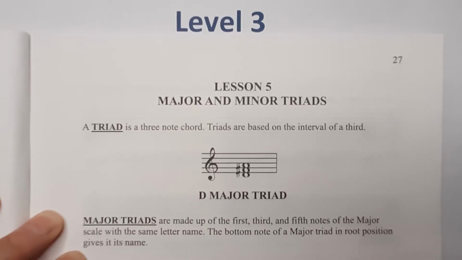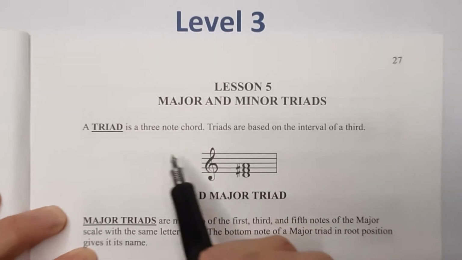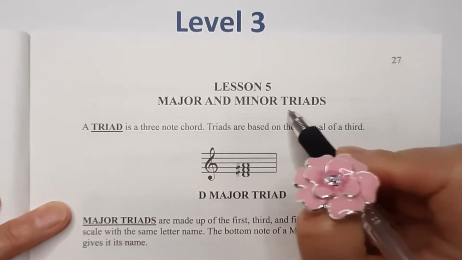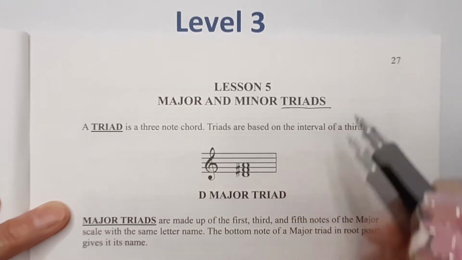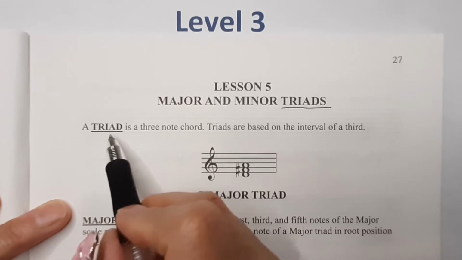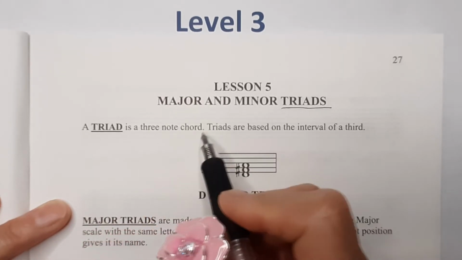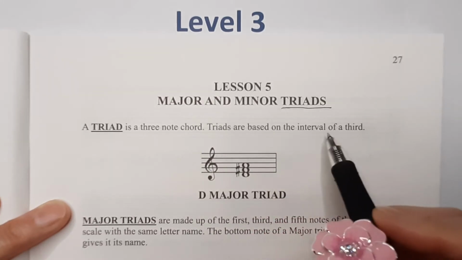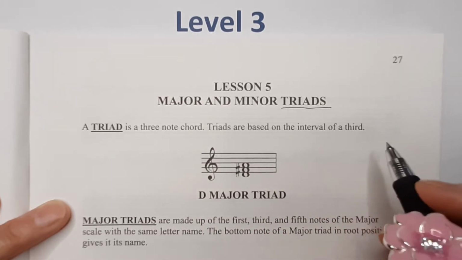Okay, page 27. Lesson 5, major and minor triads. Now, can you say triads? Again, triads. Okay, triad means 3 notes. Look, now a triad is a 3-note chord. Now, triads are based on the interval of a third.